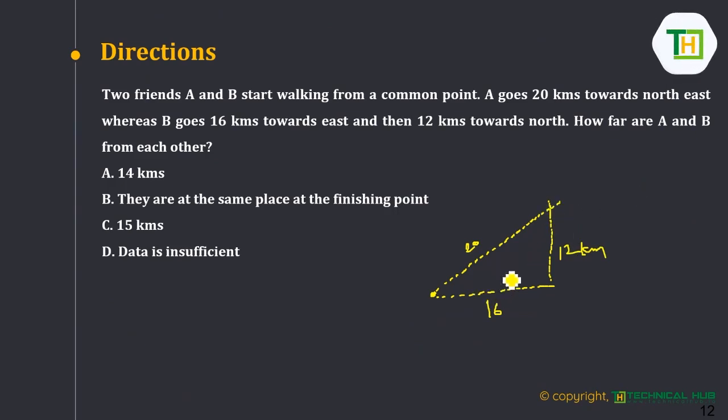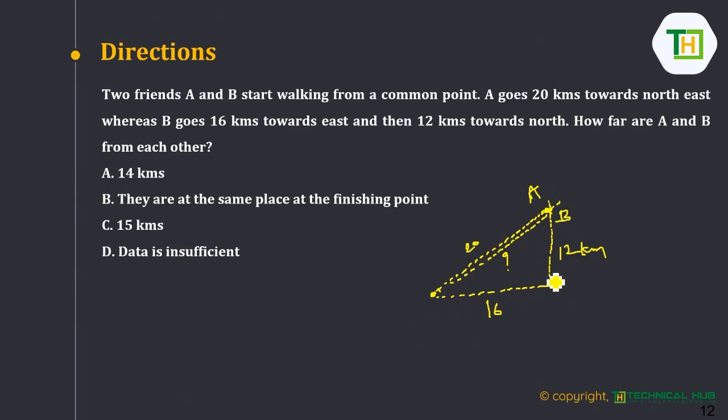Now I have to find how far A and B are from each other. I know this is the position of A, and I know this is the position of B. How can I understand whether A and B will be at the same place? Now A is going in the northeast and B has gone toward east and north. If B moves towards the northeast direction, how much distance has he moved? That is what I have to find. If B also started moving in this direction, what will be the distance moved by B in the northeast direction?